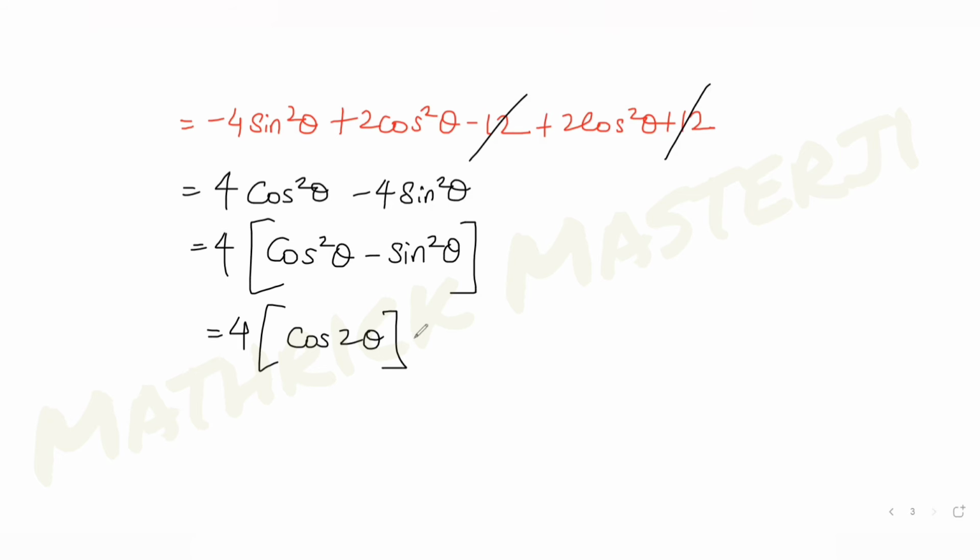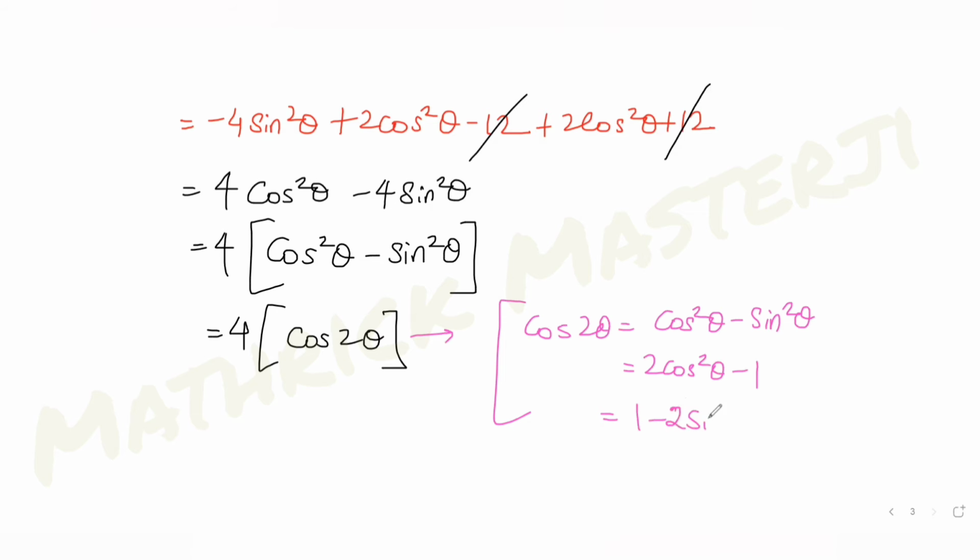So we already know that cos 2 theta is cos square theta minus sine square theta. It is also 2 cos square theta minus 1. It is also 1 minus 2 sine square theta. So all of these are possible. Since I have cos square theta minus sine square theta, I'm just writing that as cos 2 theta. So you get the expansion of this entire determinant as 4 cos 2 theta.